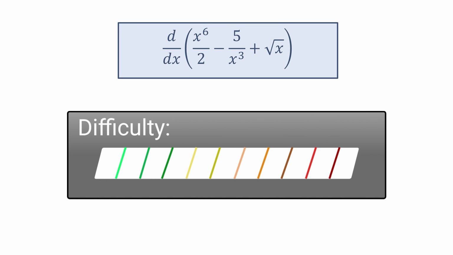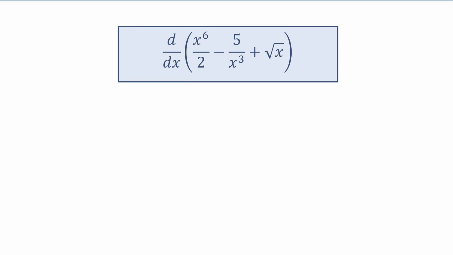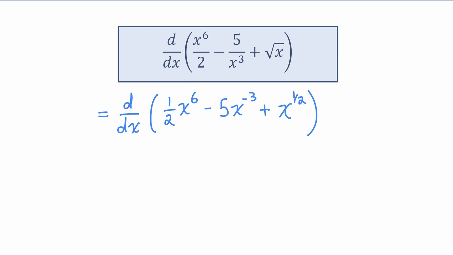Derivative number 2. Before I find the derivative of this expression, let me just rewrite those terms in a way that'll make using the power rule easier. x to the 6 over 2, I could rewrite as a half being multiplied by x to the 6. 5 over x cubed, let me just take this power of x, bring it to the numerator, and that'll make the exponent become negative. And the square root of x, I can write with a rational exponent as just being x to the power of a half.